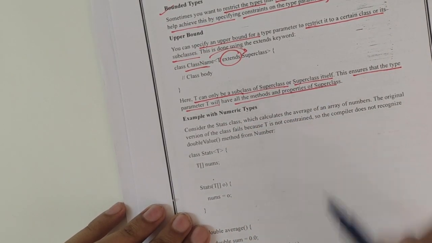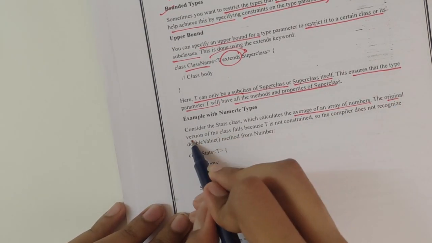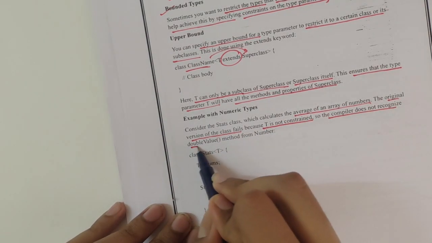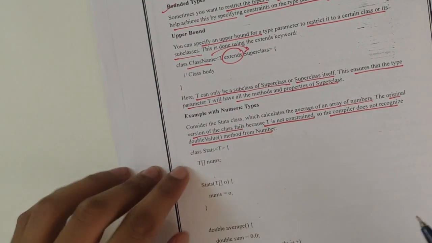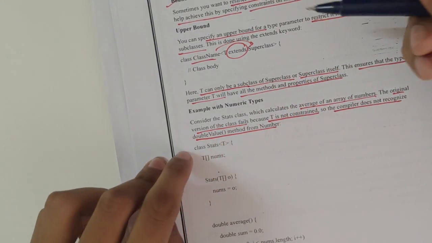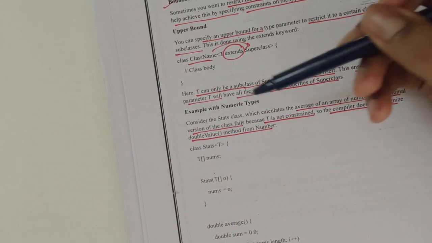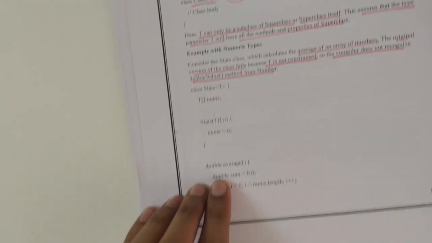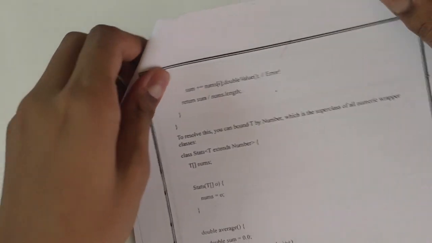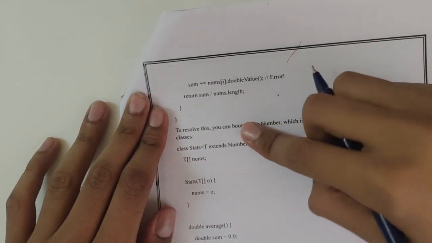Let's see this example here. We are calculating the average of an array of numbers. The original version of the class fails because T is not constrained, so the compiler does not recognize the doubleValue method from Number. Here we have declared a class called Stats, which performs the average of all the array numbers. We take double sum equal to 0, and calculate all the numbers present in the array and then its average.